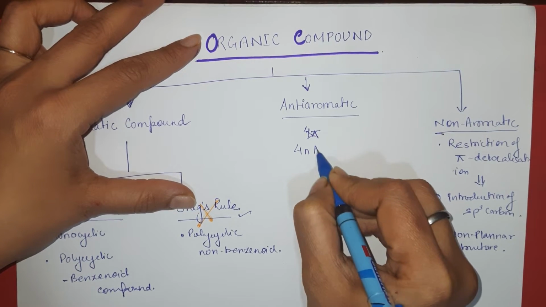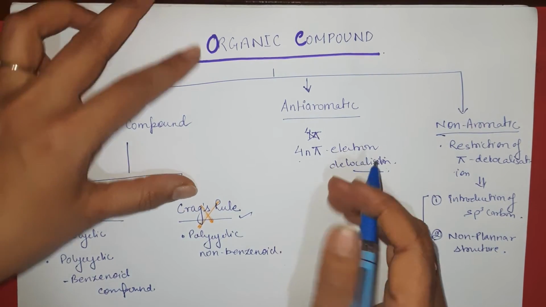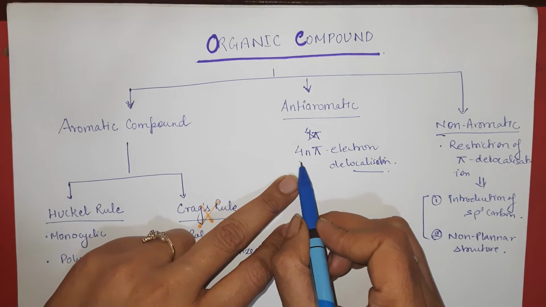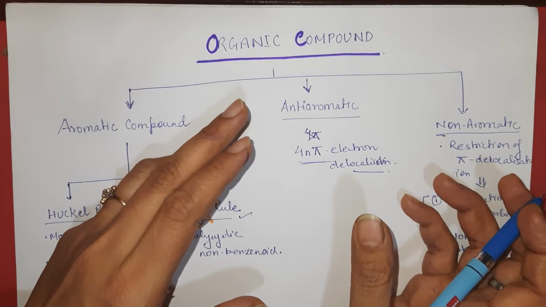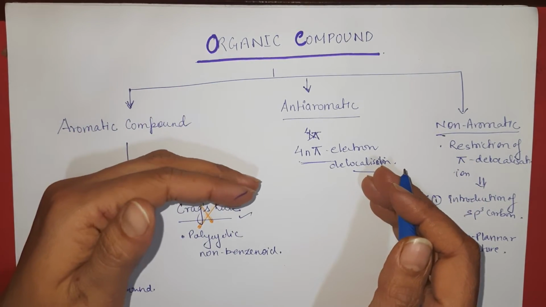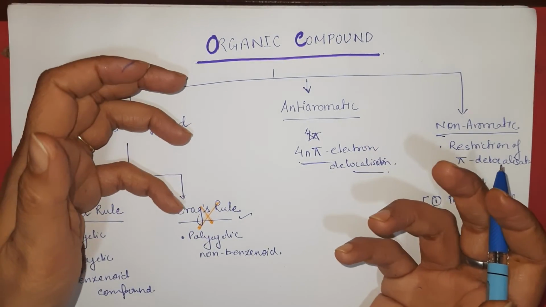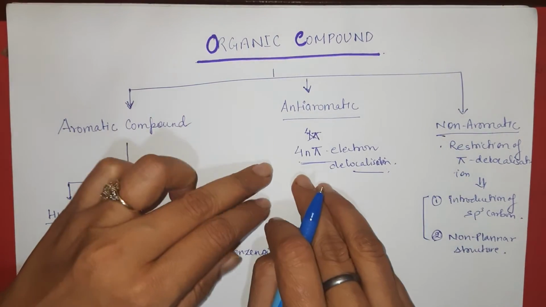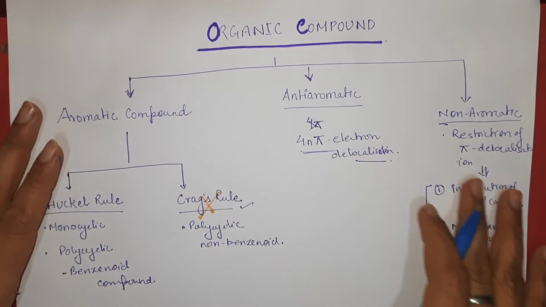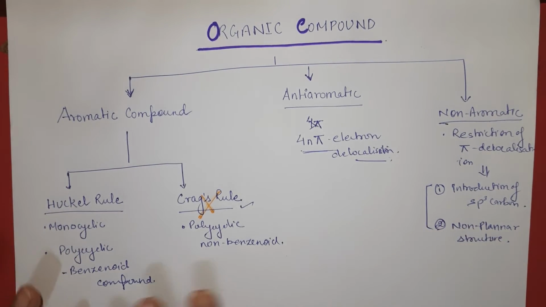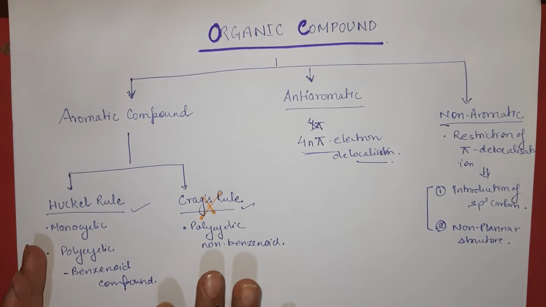4n pi electrons. In aromatic compounds, it is 4n+2 pi electron delocalization that takes place. It means if you have a compound and you calculate the electrons in it, they should be equal to 4n+2 pi electrons. But you need not worry about all these things. You just have to focus on the Huckel rule because this is given in your NCERT.